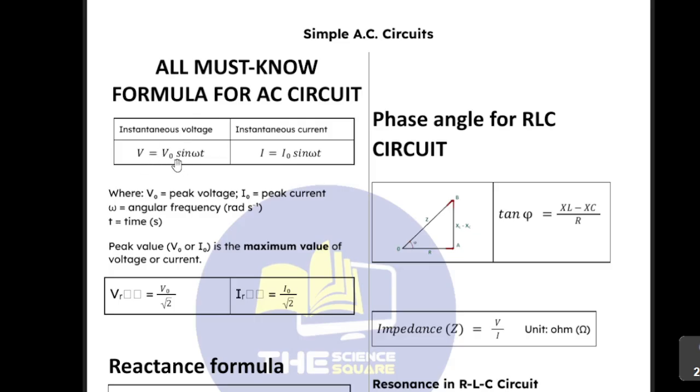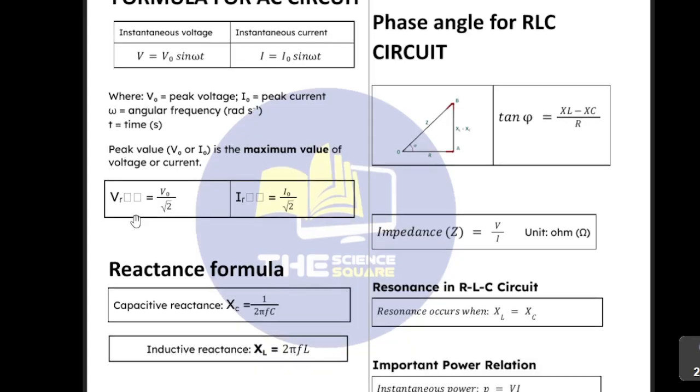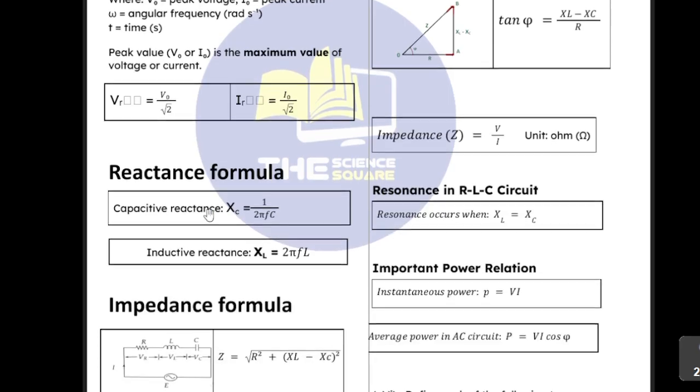This is the equation for instantaneous voltage and current, where V is the instantaneous voltage, V naught is the peak value of voltage, omega is the angular frequency, and t is the time in seconds. And we have our r.m.s value. Our V r.m.s is V naught divided by root 2, and in the video I explained why it is V naught divided by root 2, and I r.m.s is I naught divided by root 2. So this is a very important formula under AC circuit.